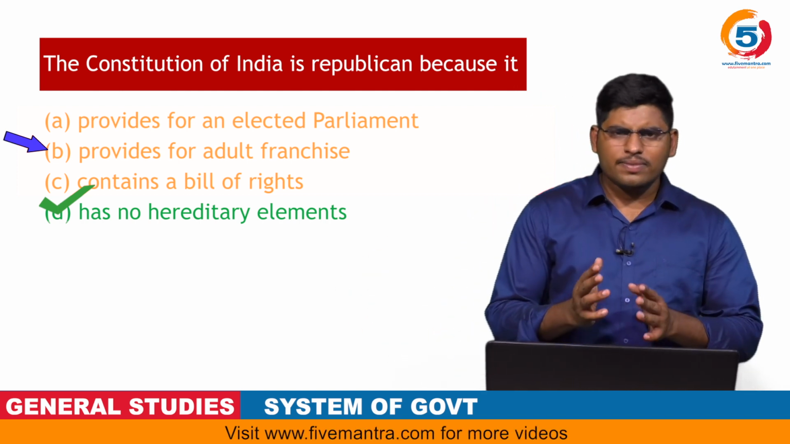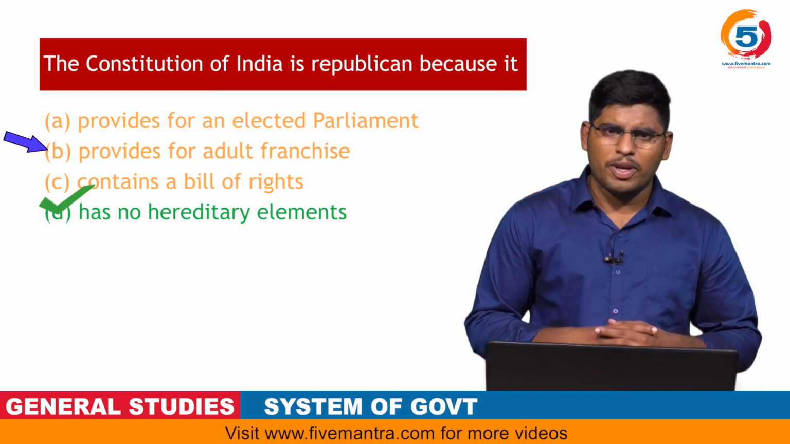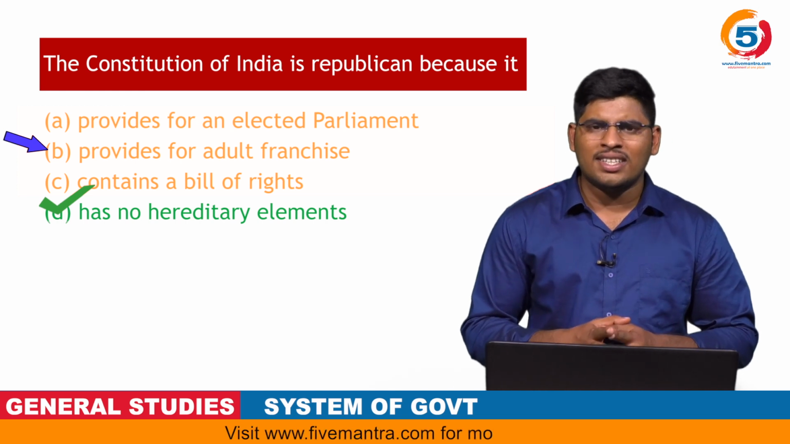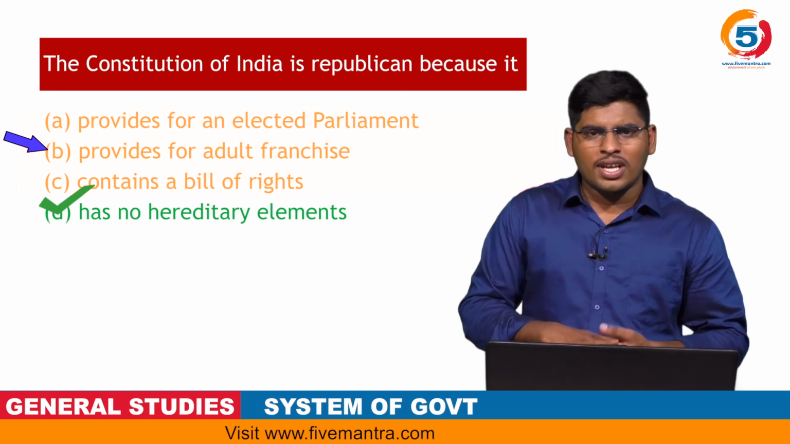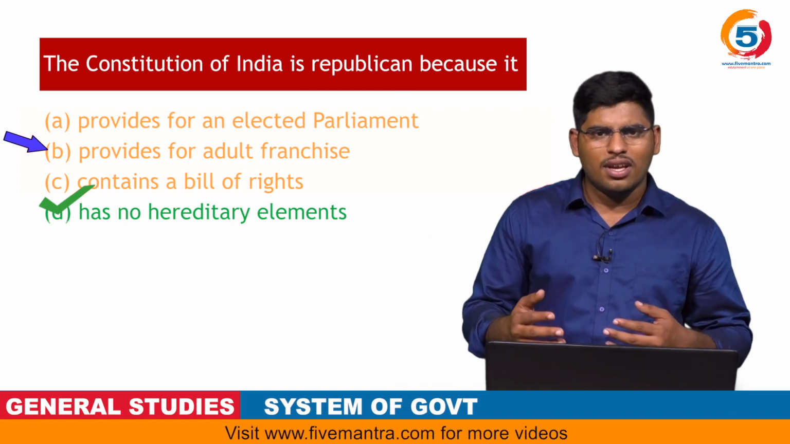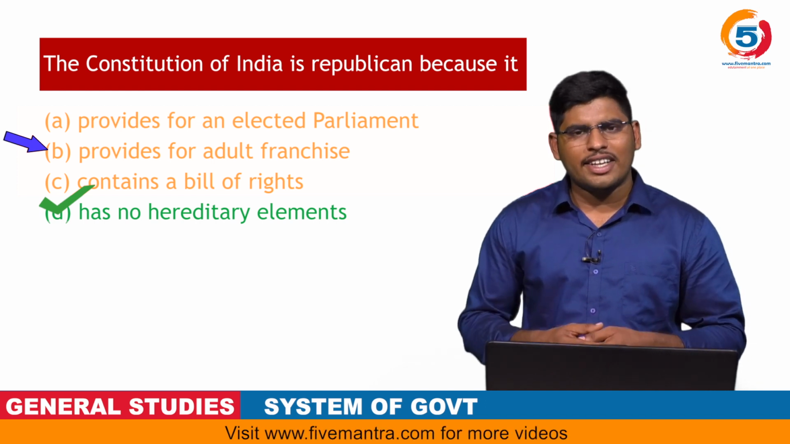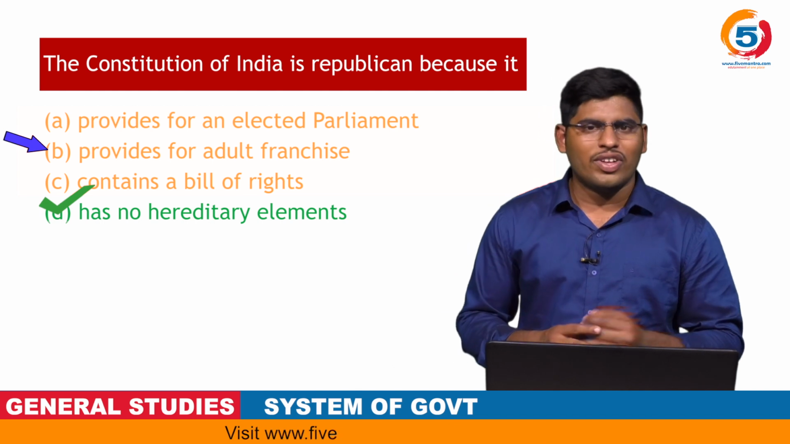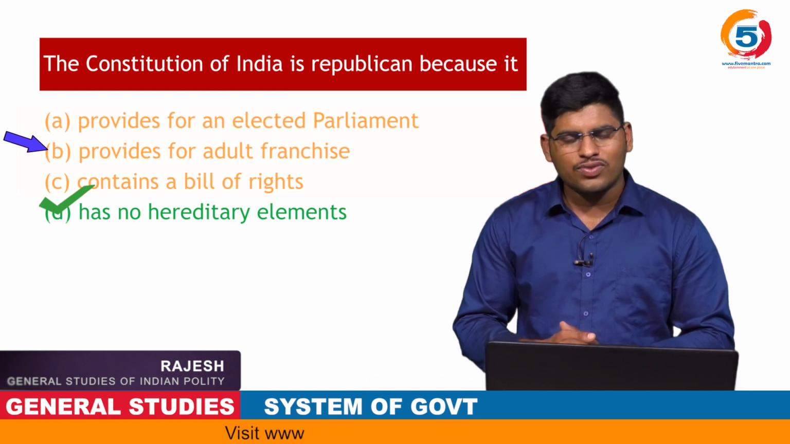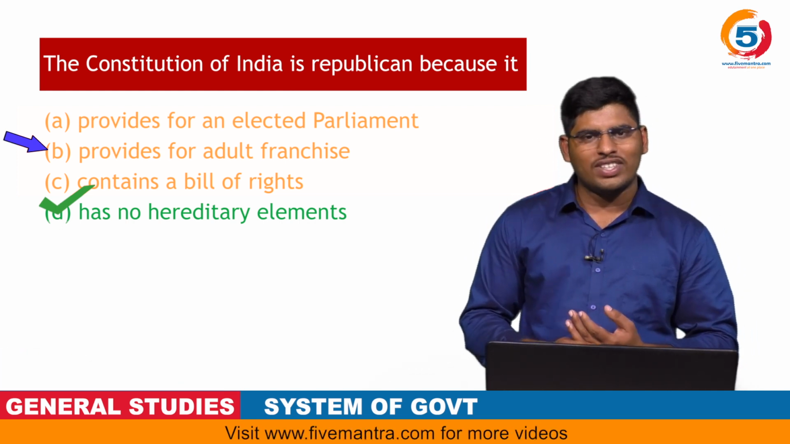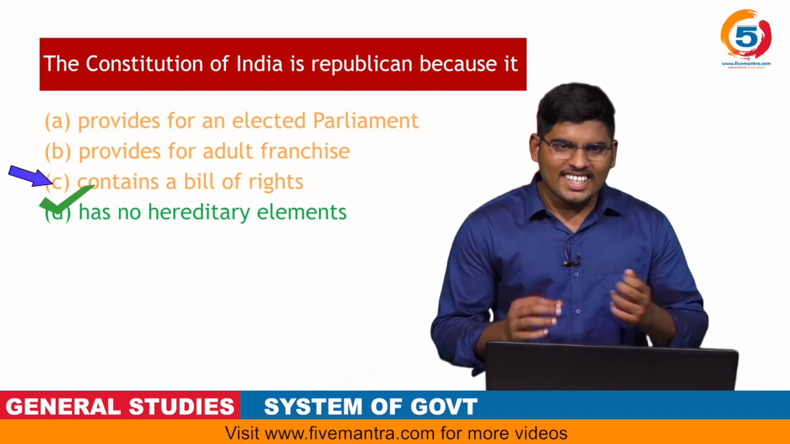Earlier it was 21 years, but according to the 61st Constitutional Amendment Act, enacted in 1989 under the Rajiv Gandhi government, the age was reduced from 21 years to 18 years, and if any of us has crossed 18 years of age, we are entitled to cast our vote without any discrimination on any grounds. That is called universal adult franchise, which is provided by the Constitution of India under Article 326. And the next option is, it contains a bill of rights.